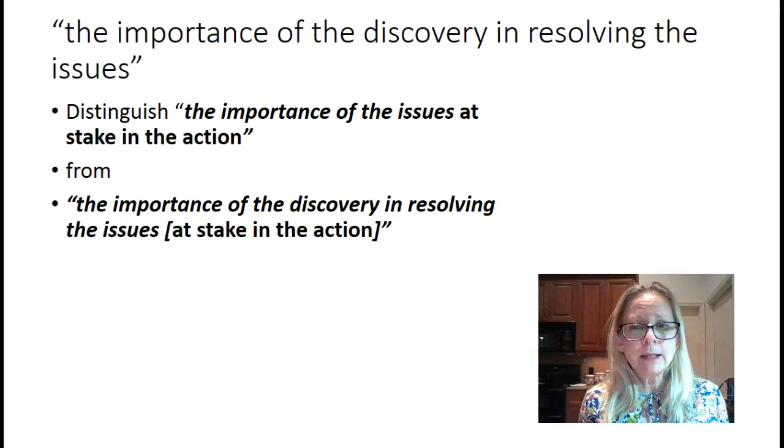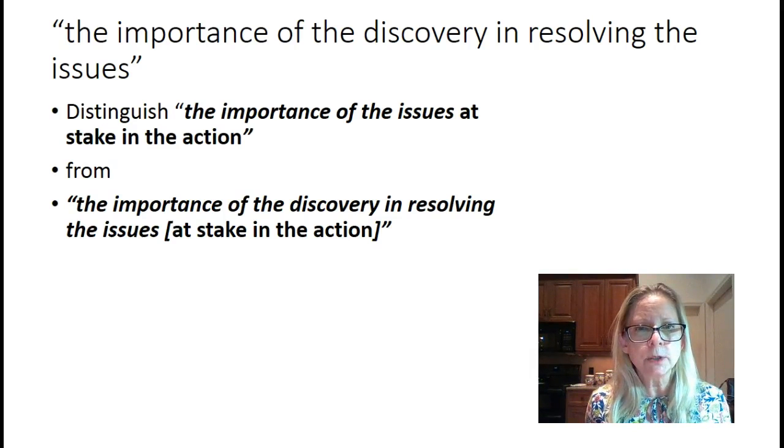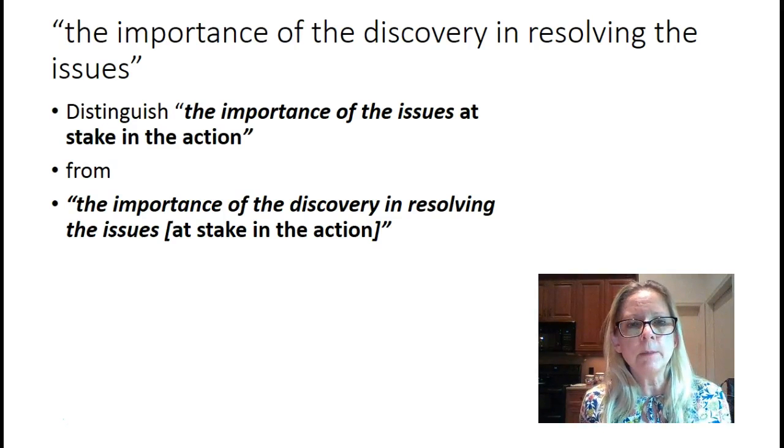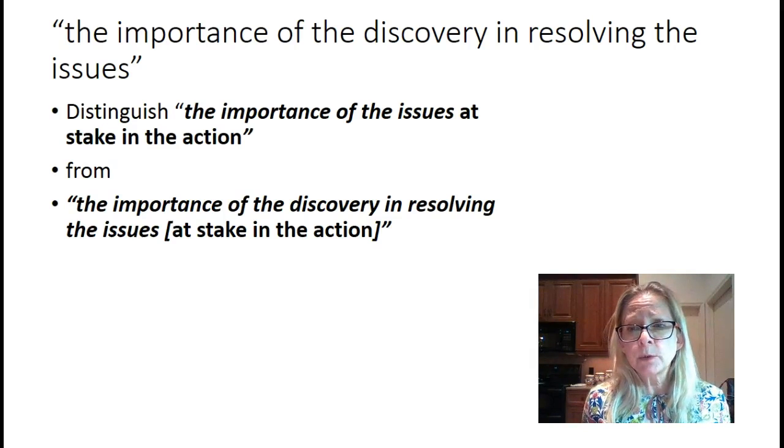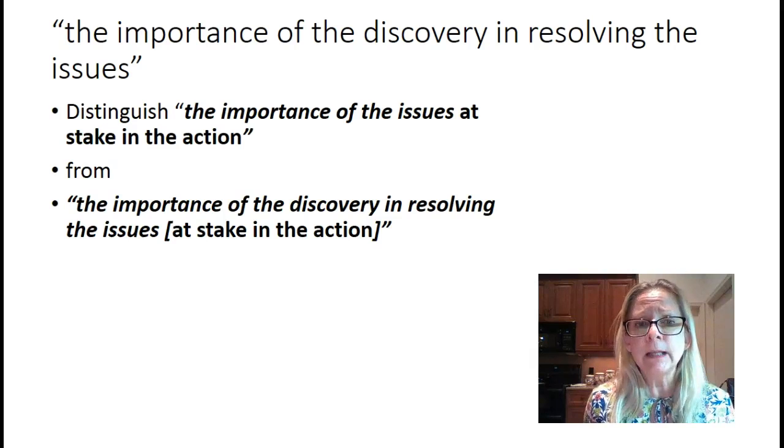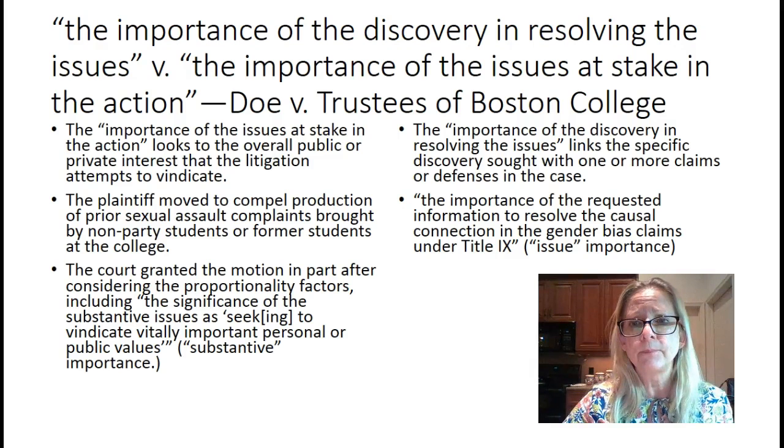Now, at this point, you may be confused because there are two factors which start out the importance of the. And your mind sort of goes, these are the same thing, but they're not. So the first one was the importance of the issues at stake in the action. And this one that we're talking about now is the importance of the discovery in resolving the issues at stake in the action. So how do those two things differ?